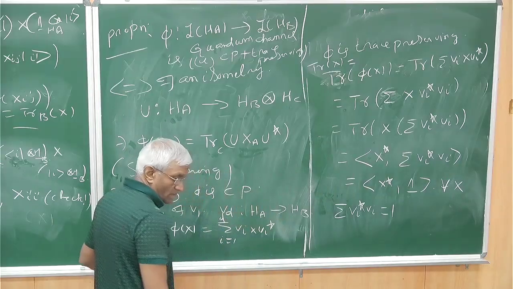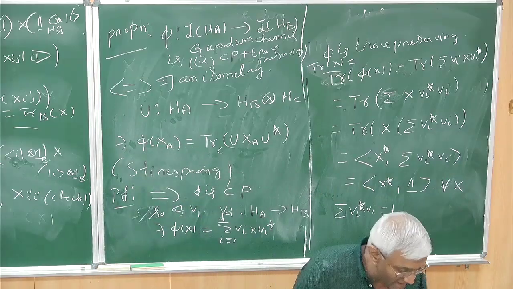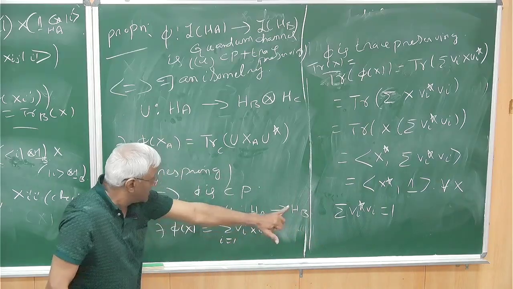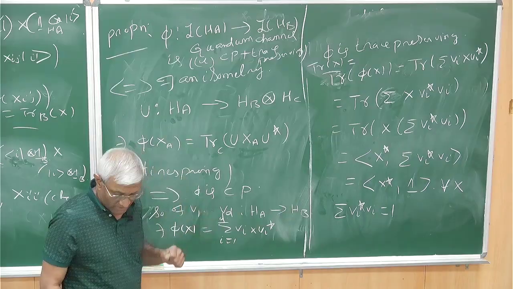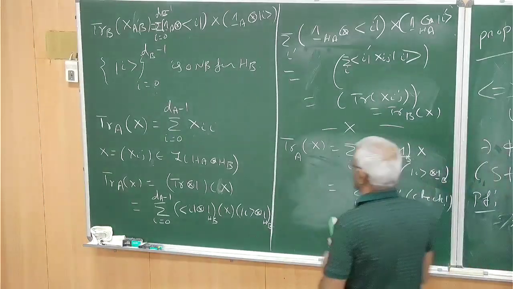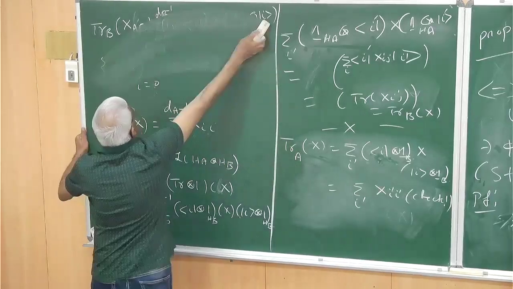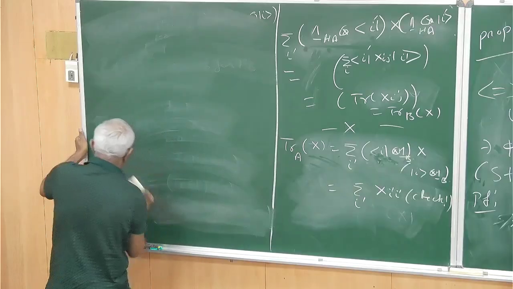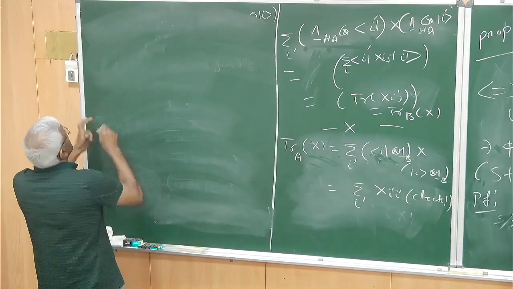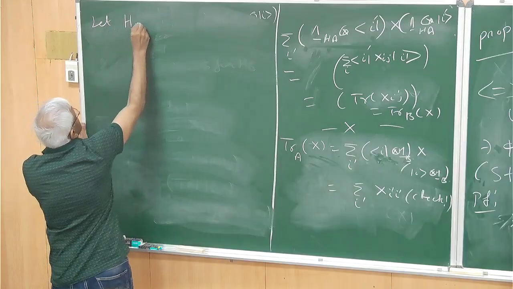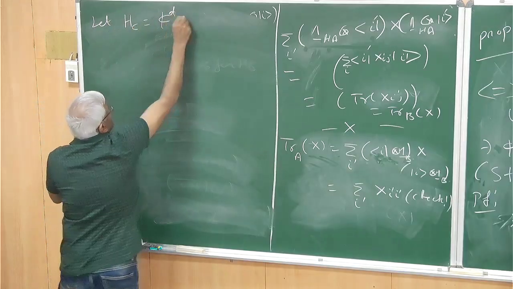So now we have got V_1 up to V_D such that the summation of V_i star V_i equals 1. From this, we have to get the isometry. So let H_C equal just C^D.